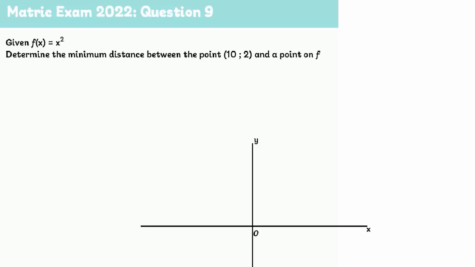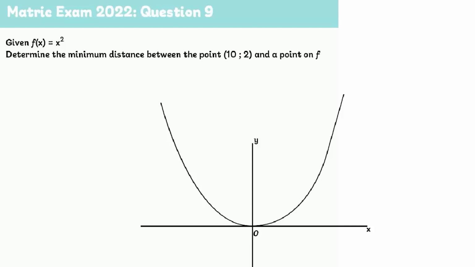This is the second rendition of question 9. We're given a function f(x) equals x squared. Determine the minimum distance between point (10, 2) and a point on f. In this case, the parabola is f equals x squared. The parabola is facing up and it goes through the origin.